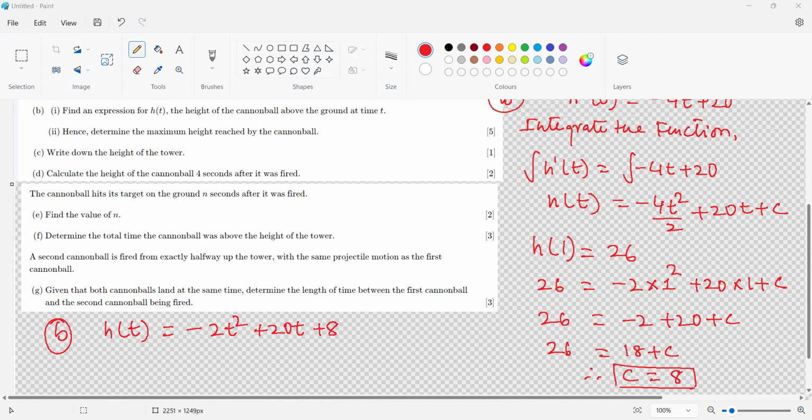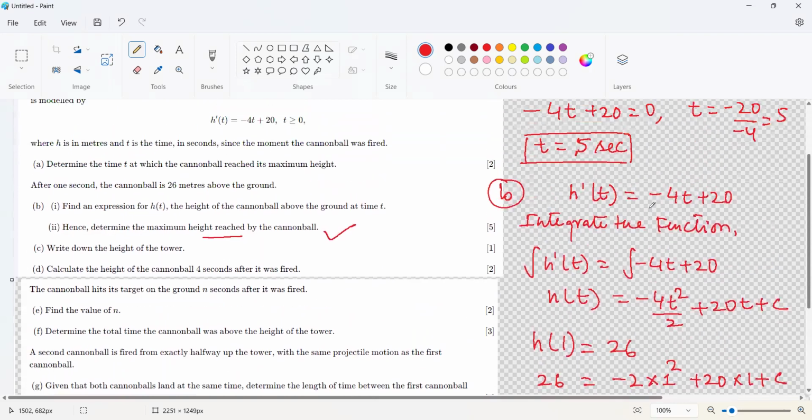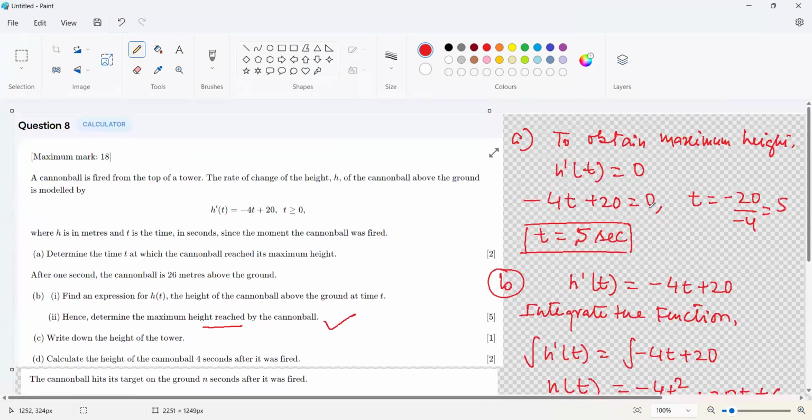Next, determine the maximum height reached by the cannonball. Remember, in part A, what did we get? What is the time at which the maximum height is obtained by the cannonball? At t is equal to 5 seconds. Yes?